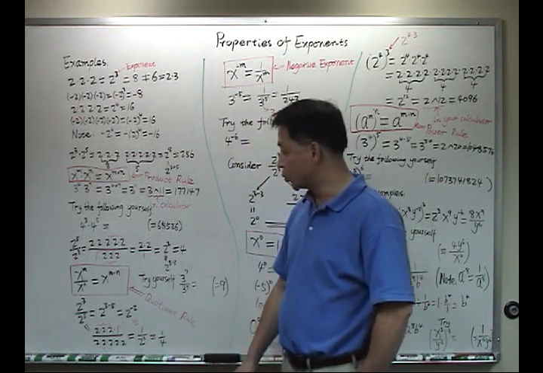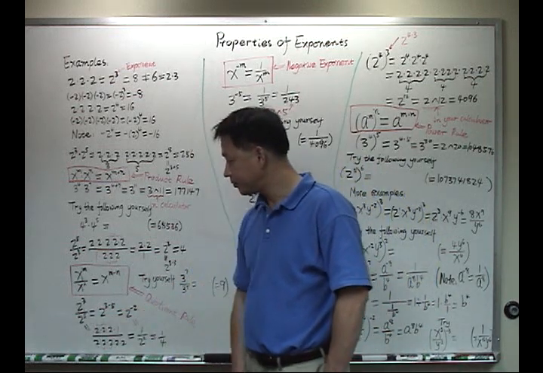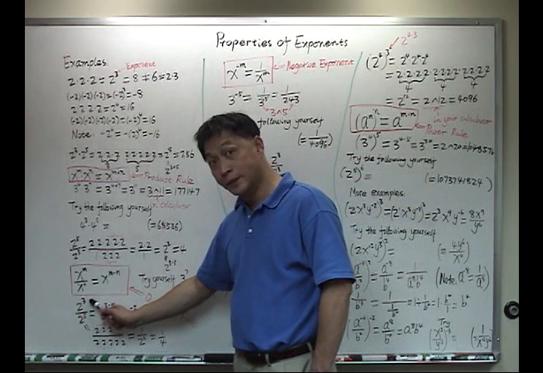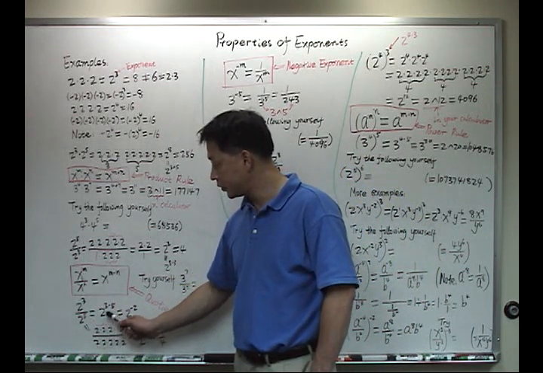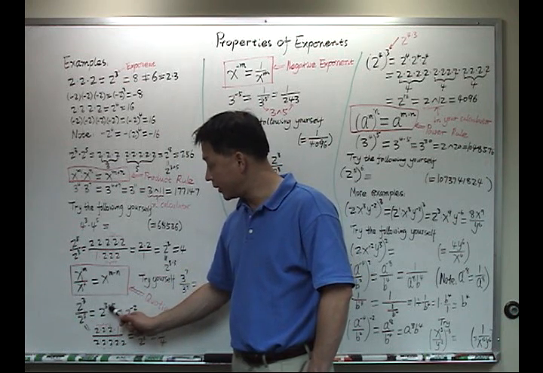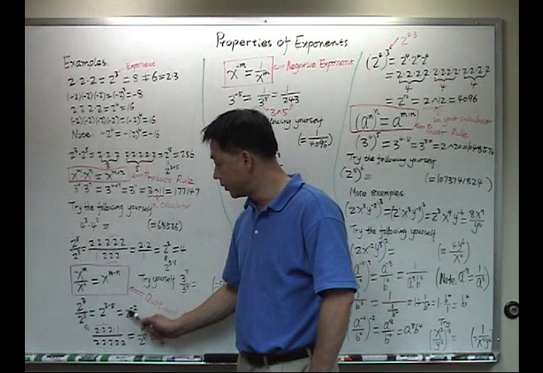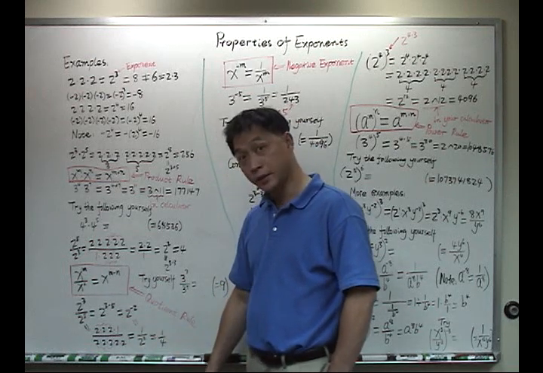Let's see the third rule. Look at this example first. 3 cubed divided by 2 to the 5th equals, based on this rule, 3 minus 5, which is negative 2 for the exponent. So 2 to the negative 2.